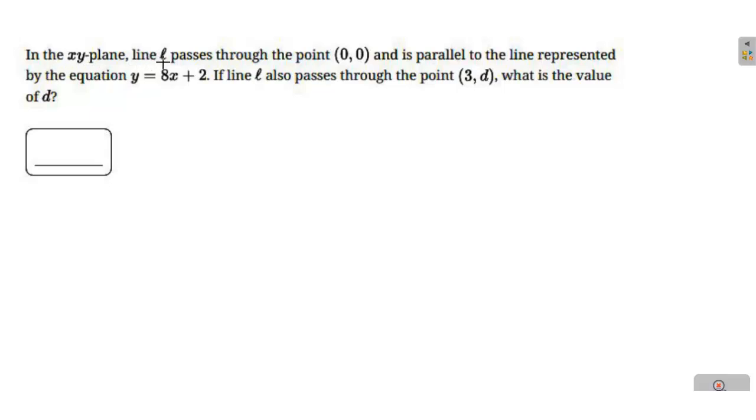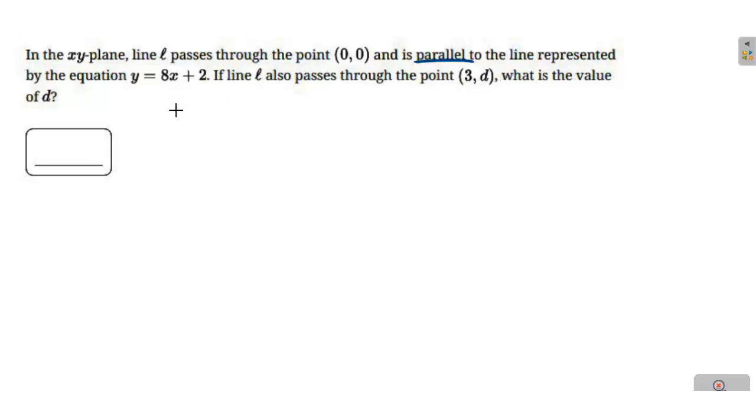So in the xy plane, line L passes through the point (0, 0) and is parallel, key statement, to the line represented by the equation y equals 8x plus 2. And if line L, which is this line that is represented by this equation, also passes through the point (3, d), what is the value of d?